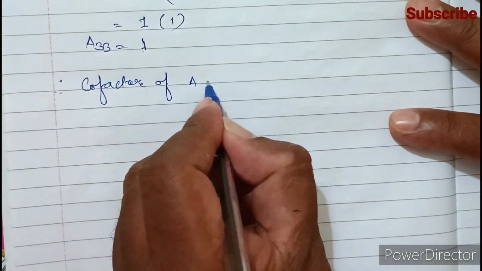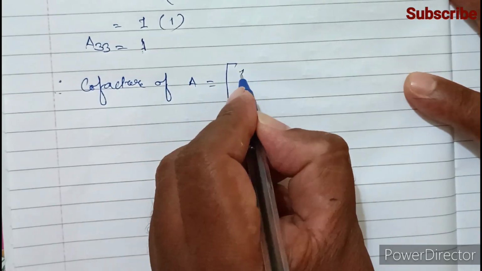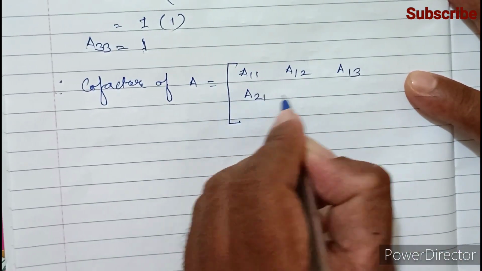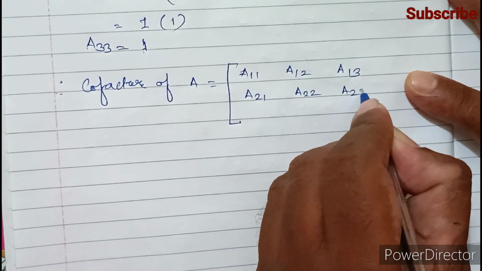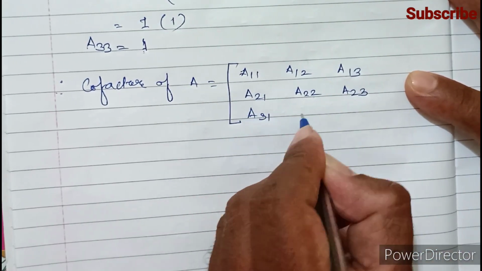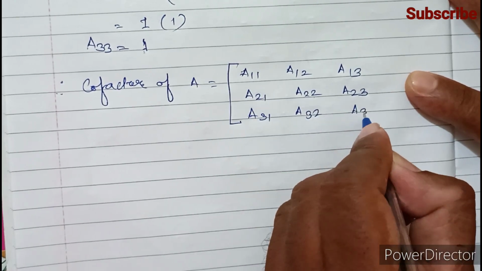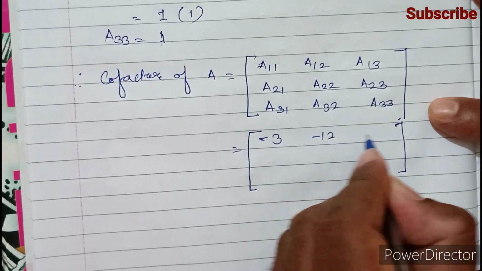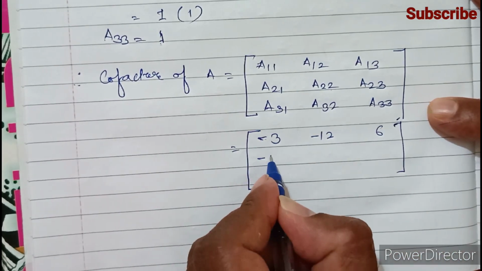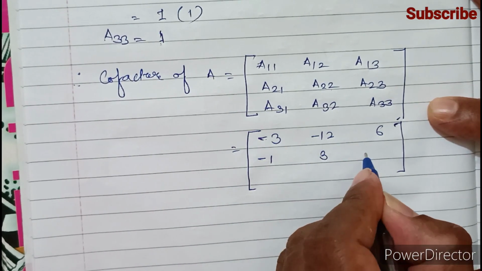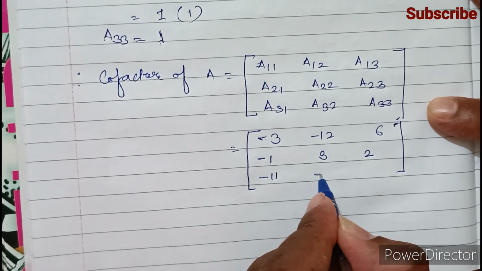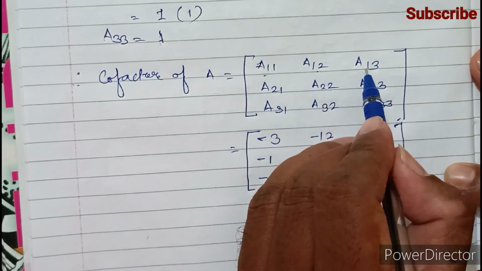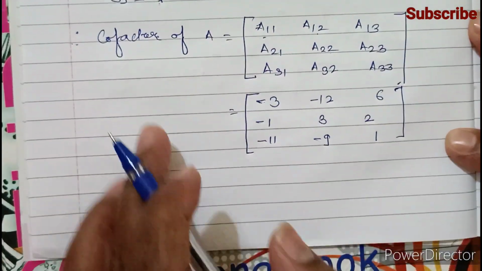Therefore the cofactor of A will be equal to the values of A11, A12, A13, A21, A22, A23, A31, A32, A33. Now putting the values of these here, we get -3, -12, 6, here the values of -1, 3, 2, -11, -9 and this 1. By putting the values of A11, A12, A13, etc. in this bracket, we get the cofactor of A.